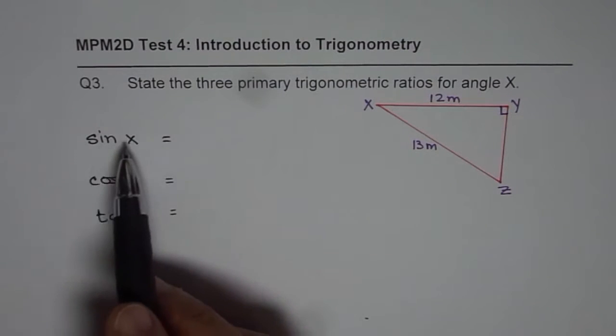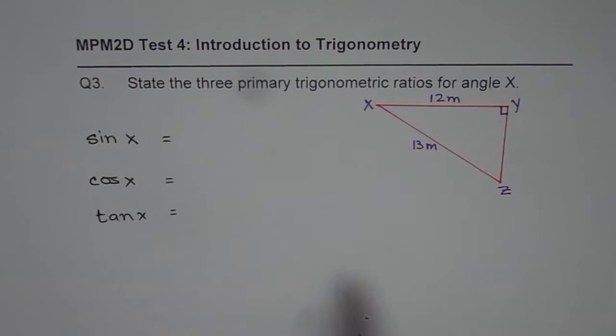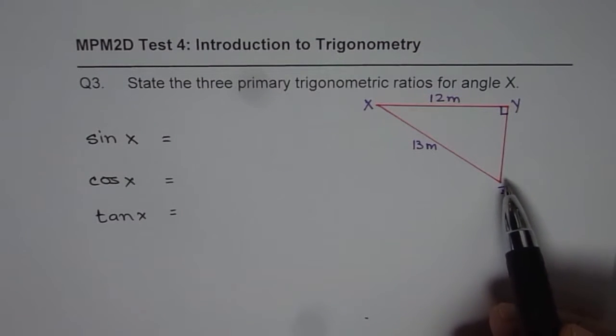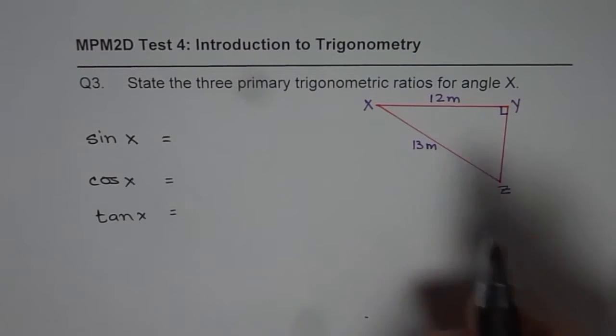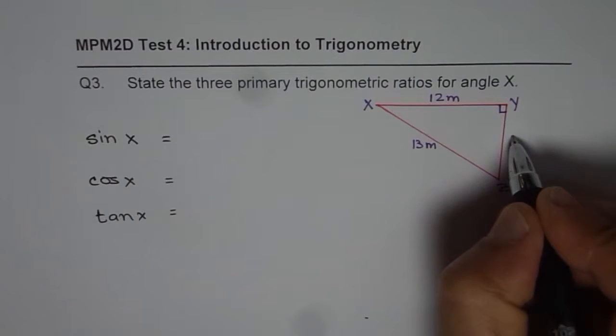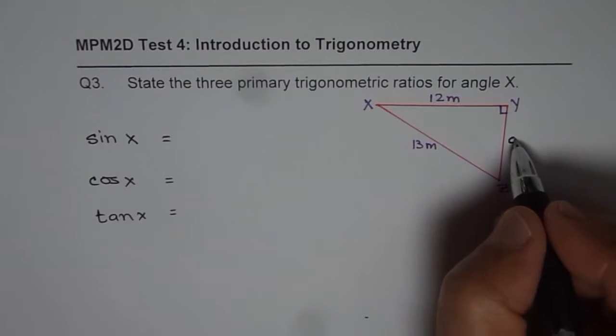Now, to find sine x, cos x, and tan x, we need to know the third side of the triangle also. We can actually find the third side using Pythagorean theorem. Since we know the hypotenuse, right? So we can say sum of the other two sides. Let me call this side as, let's say, O, right? Since it is opposite to x, I'm just naming it O.